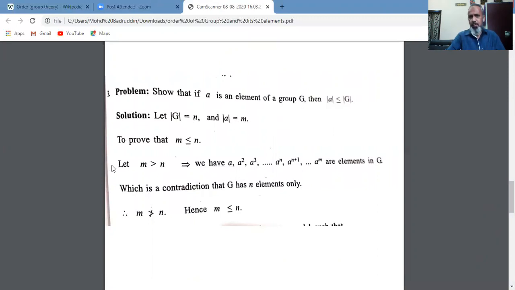So to prove this, we are taking m is greater than n. To prove m is less than or equal to n, we are assuming m is greater than n. Then we get a contradiction. So m should not be greater than n.